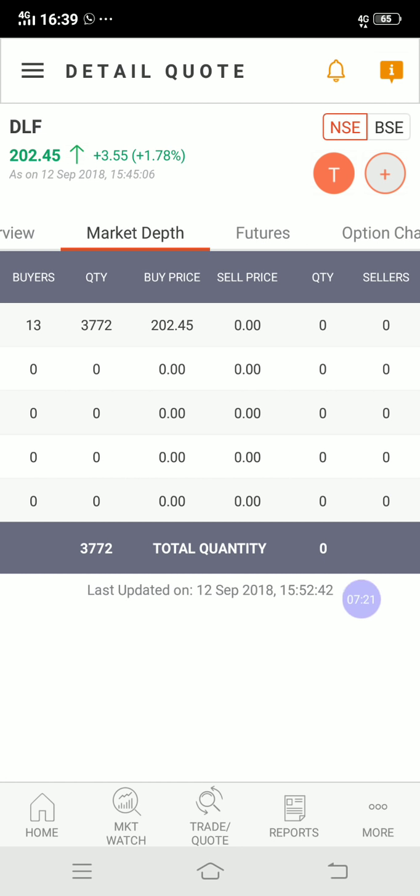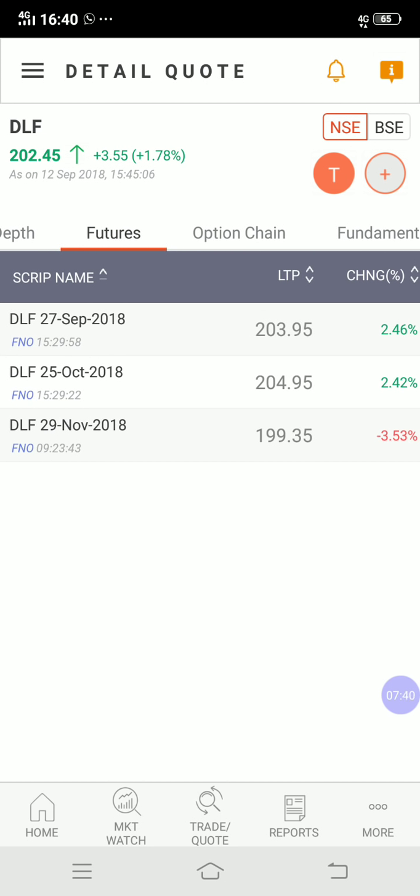Market depth is nothing but where the buyers exactly are looking to purchase a stock at what price, and at what price sellers are there. So this is what the market depth is, and even the total quantity will be at the bottom, if you can see here. And these are the futures.